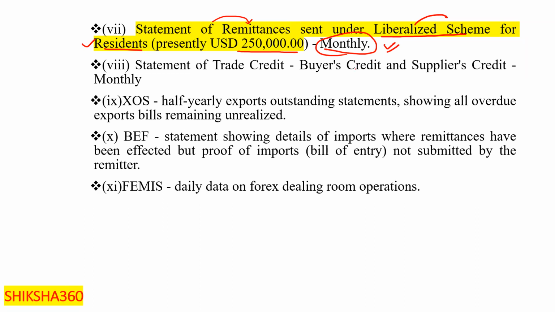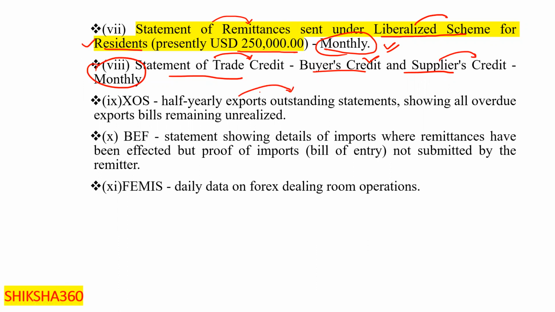Next one is the statement of trade credit. That is buyer's credit and supplier's credit, and they also have to submit it monthly. Now the next one is the XOS. That is the half yearly export outstanding statement.